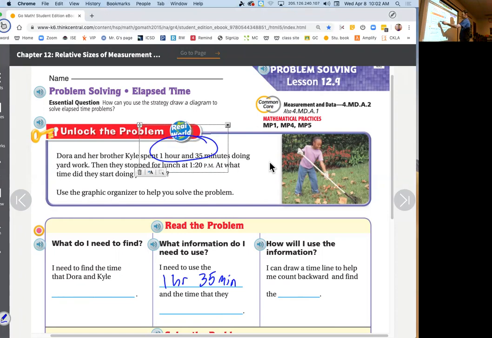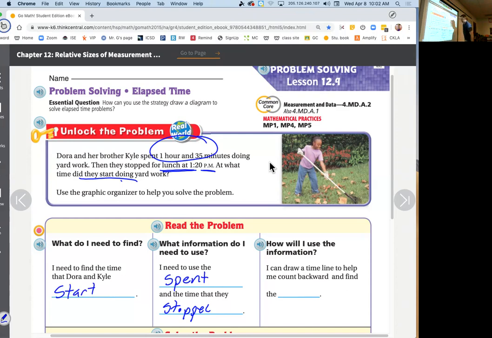And they stopped for lunch at 1:20. So the time that I need to use is the time they spent, and then the time that they stopped. So what do we need to do? We need to find, when did they start? We need to find the starting time, okay?